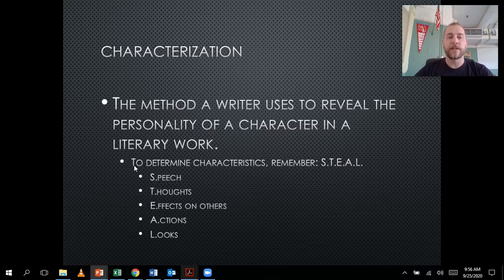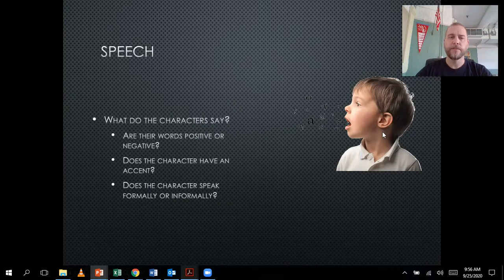And so if you want to determine the characteristics, typically they fall into one of 5 categories: speech, thoughts, effects on others, actions, or looks. If you're using indirect characterization, you're usually using one of those methods to show your character's personality. And so let's take a look at this. So the first one is speech.